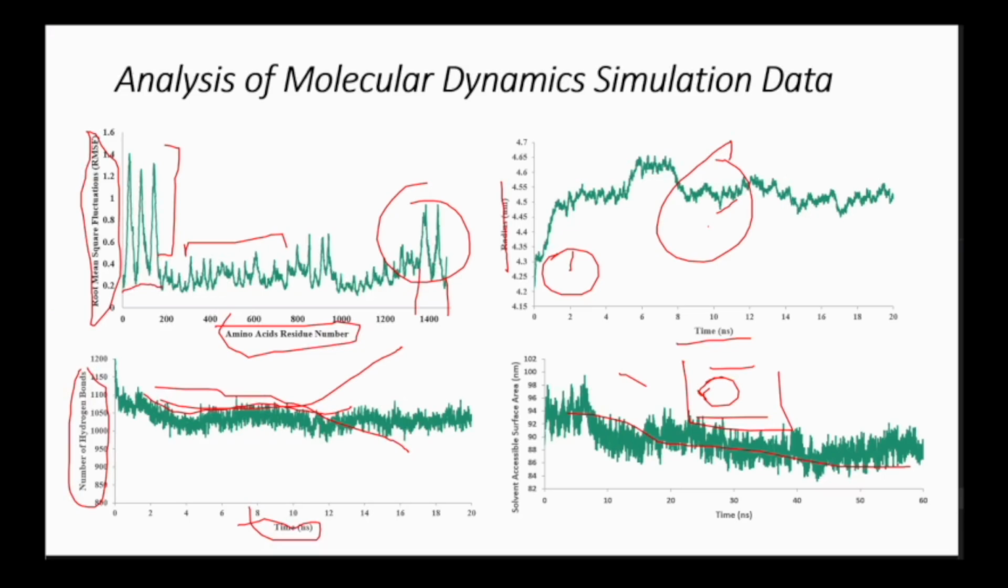And if the solvent accessible area is getting up, it means what? It means that your protein is most likely going to be denatured because it's interacting more with the water. Denatured proteins interact more with the water as compared to properly folded proteins. So I hope these three graphs will be clear to you.